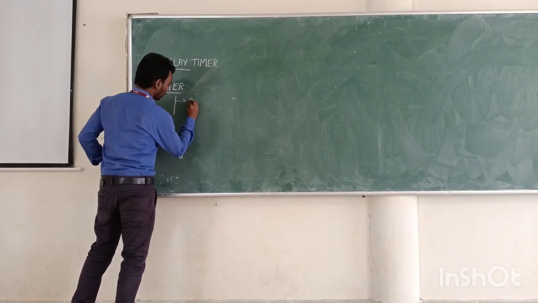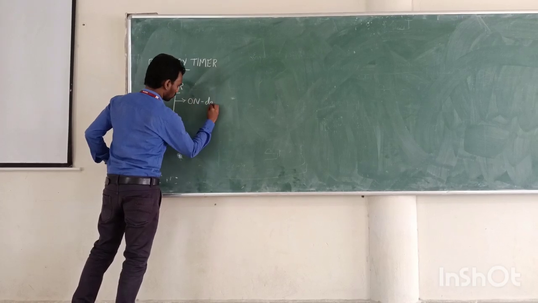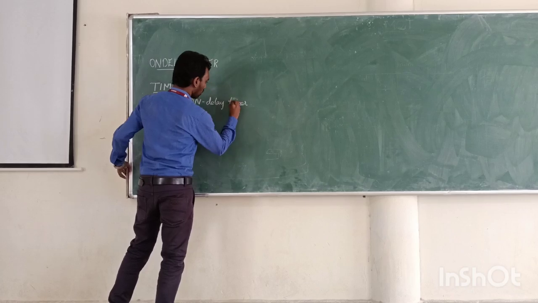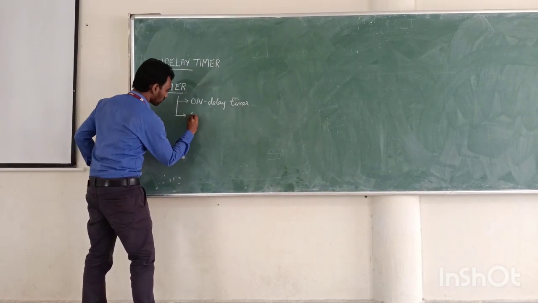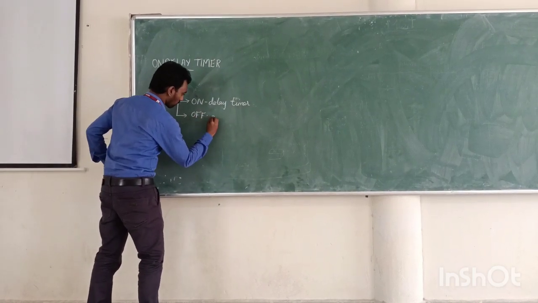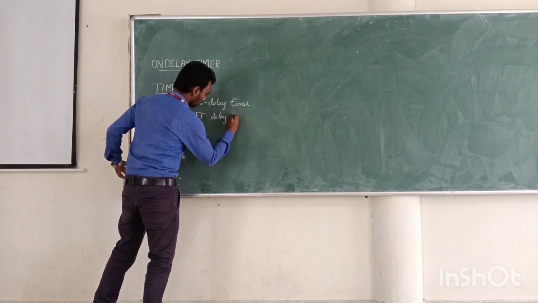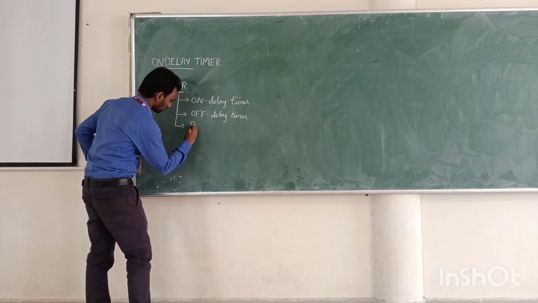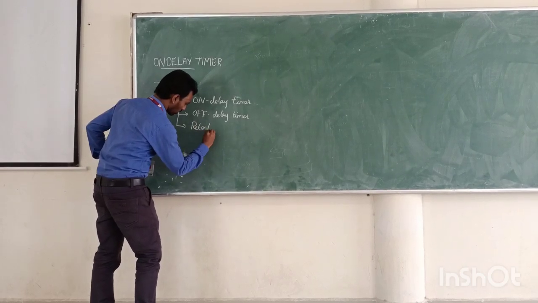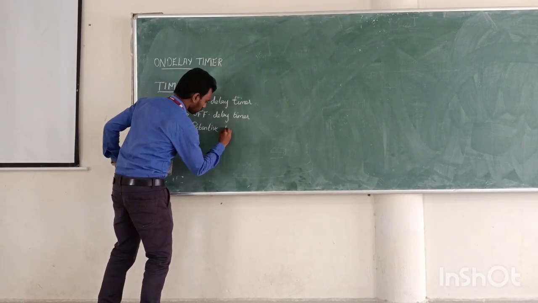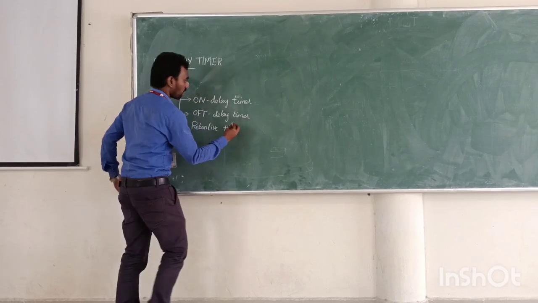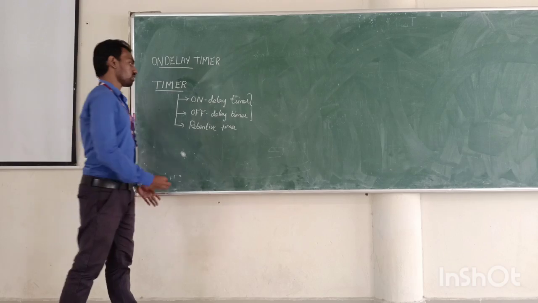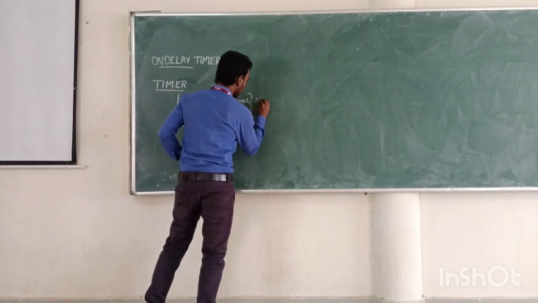So first is on delay timer, and second one is off delay timer, and third one is retention timer. So here the first two timers, that is the on delay timer and off delay timer, are also known as non-retentive timers.